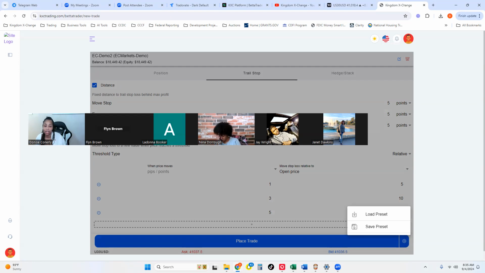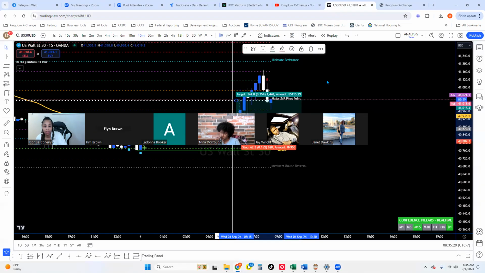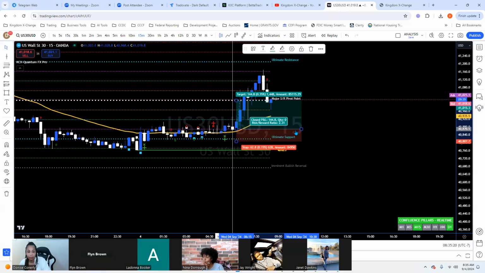This allows you to come in here pretty quickly. As soon as you see a trade available, you can go in, just set it, and leave it and forget it, going about your business.